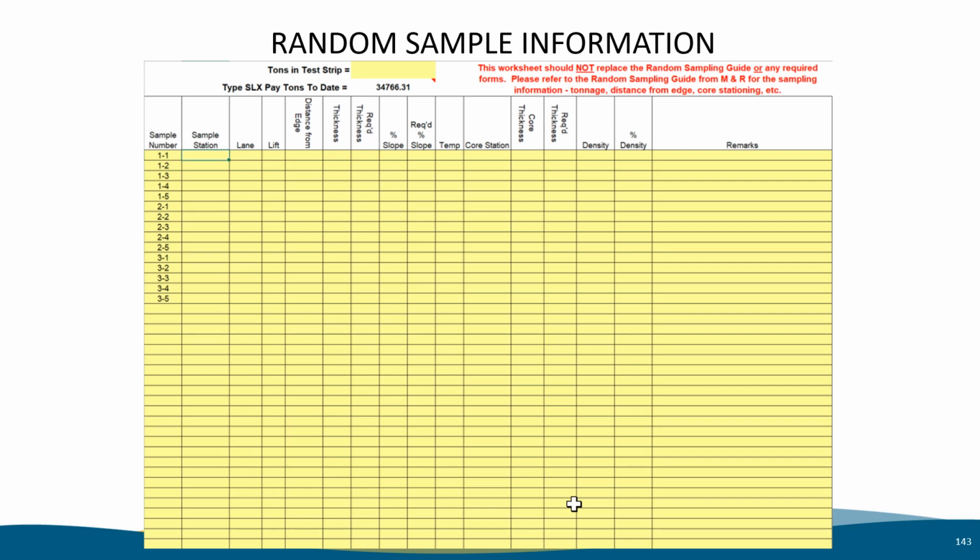This sheet is what is entered during the laydown. It documents exactly where the inspector took the samples, according to the random sampling schedule. This worksheet does not replace the random sampling schedule. It just helps keep track of the daily laydown sample data and necessary checks, such as temperature, slope, and thickness.